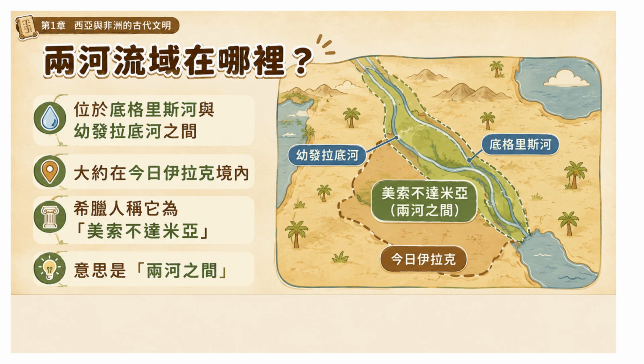The Two Rivers region was located between the Tigris River and the Euphrates River. Today, this area is mostly within Iraq. The Greeks called it Mesopotamia, which means the land between rivers. In the map, notice how the rivers run through a dry-looking environment. This helps us understand why water control was so important there.